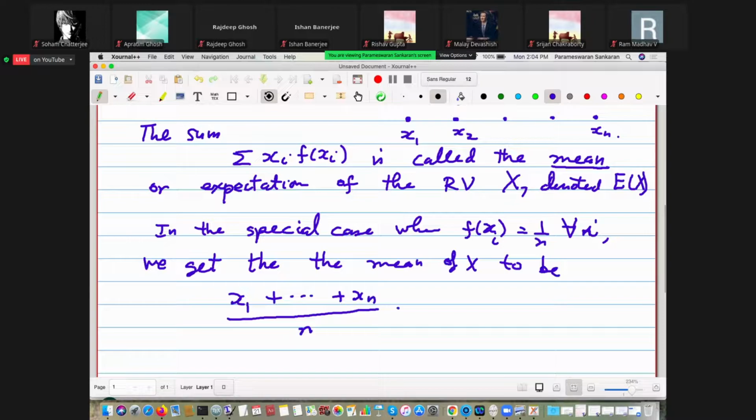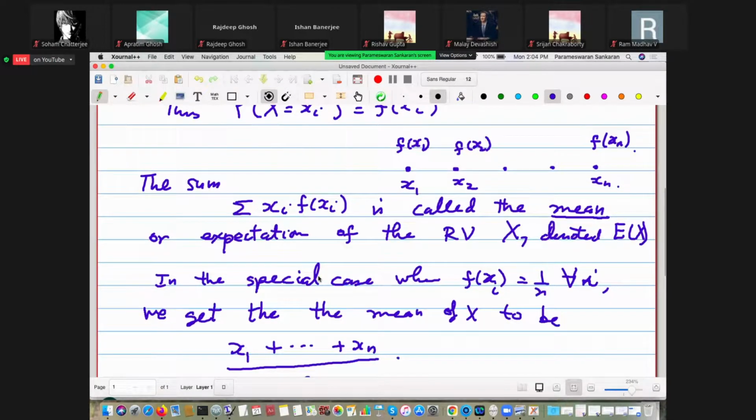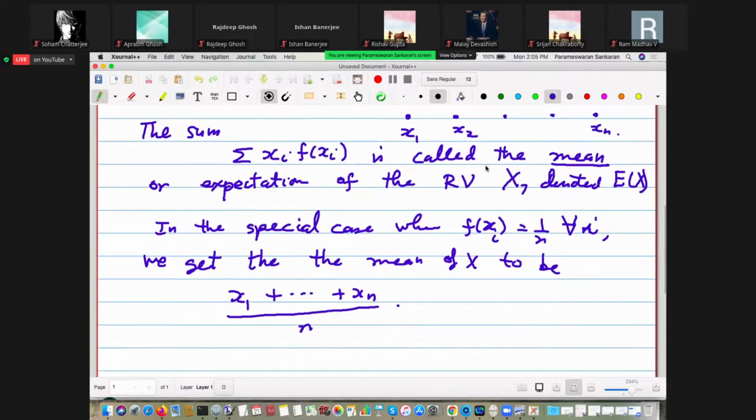So this sort of justifies it, and when you have something slightly more general, these f of xi's are all greater than or equal to 0, and in fact, when you have these discrete variables, our convention is that f of xi are strictly positive for these values, and they add up to 1. And in that case, instead of the exact mean, what you are computing is the weighted average. And that weighted average is called the expectation of X.